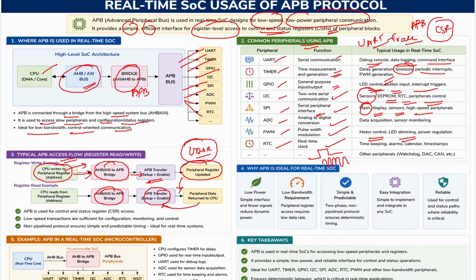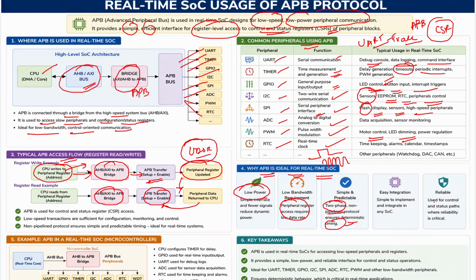So why is the APB bus ideal for real-time SoCs? Because it is a low-power, simplified interface with fewer signals. It has low bandwidth requirements, used for accessing peripheral registers. We use the APB protocol for simplicity and predictability. It is a two-phase, non-pipelined protocol that ensures deterministic timing, so data is transferred based on the timing. It is easy to integrate and reliable.